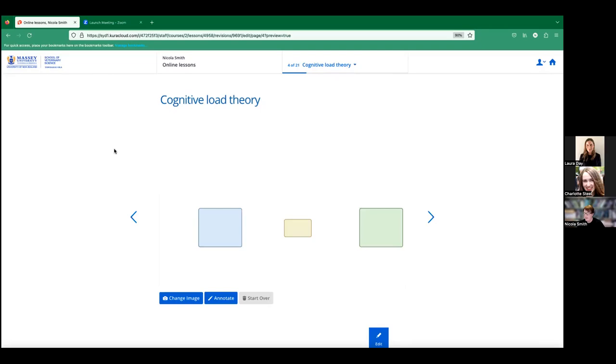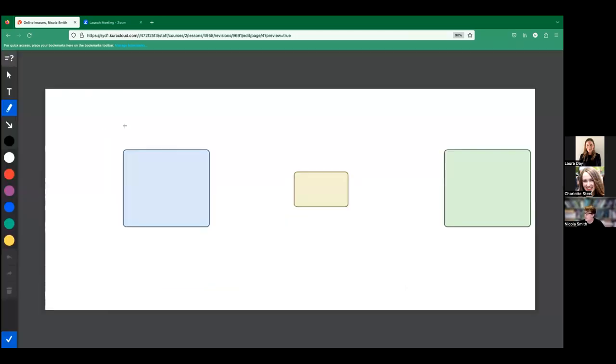Okay, here it comes. So when I'm thinking about a lesson and whether I think it's going to be effective or not, I find referring back to cognitive load theory really useful. So if you haven't come across cognitive load theory before, it describes the way we learn basically. And so I'm just going to annotate this little image here to give you an idea of what I mean.